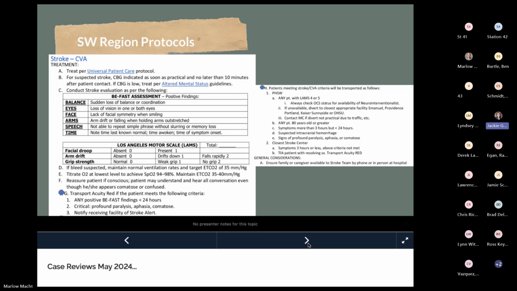One of the things that the stroke coordinators have asked us to do is, if you are able to, put in Pulsera the patient's medical decision maker, so that if they're trying to get them consented for TNK or even for thrombectomy, then we don't delay in trying to find contact information for the person that would make those decisions. So they would really appreciate if you put in Pulsera the patient's POA and their number.